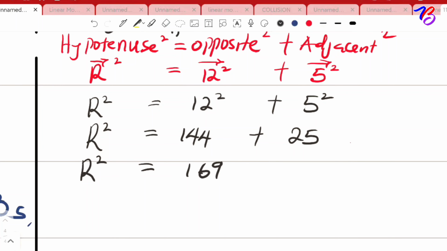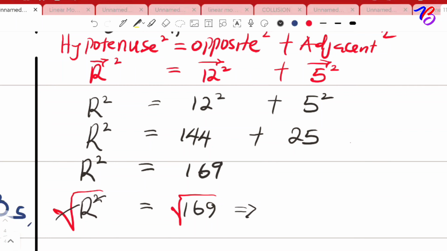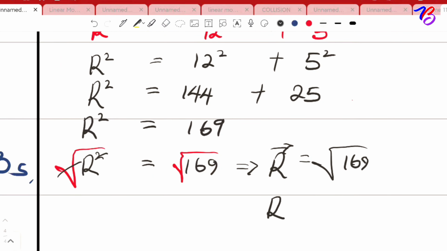Okay? Then we are going to take the square root of both sides so that R squared is equal to 169. So take the square root of both sides so that square root will cancel out squared. Then we are left with what? R is equal to square root of 169. So vector R is equal to 13 Newton. So that's our resultant force.